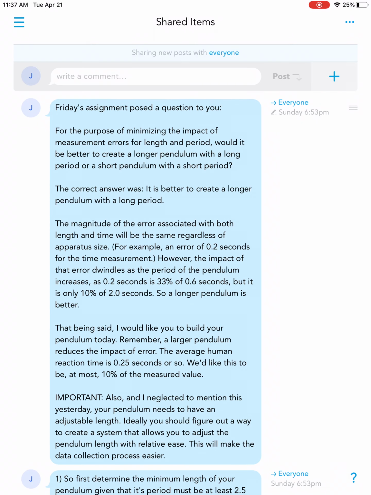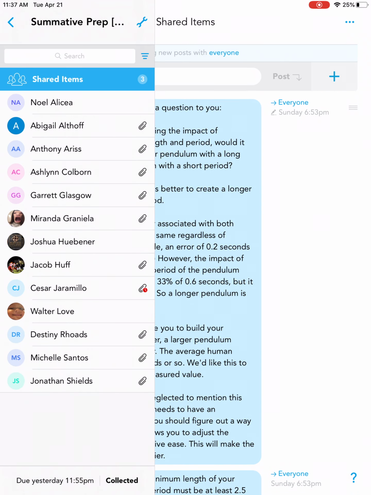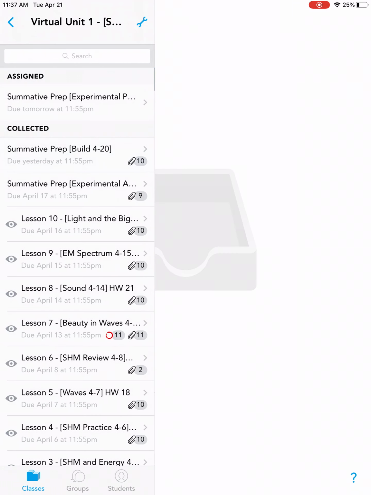Hello, physics. I wanted to address some of the confusion you guys have been having recently, so I'm going to show you a little bit of what I expect from you on this project. This is our summative assessment for our unit on simple harmonic motion, and in short, you're going to be designing an experiment for a pendulum.